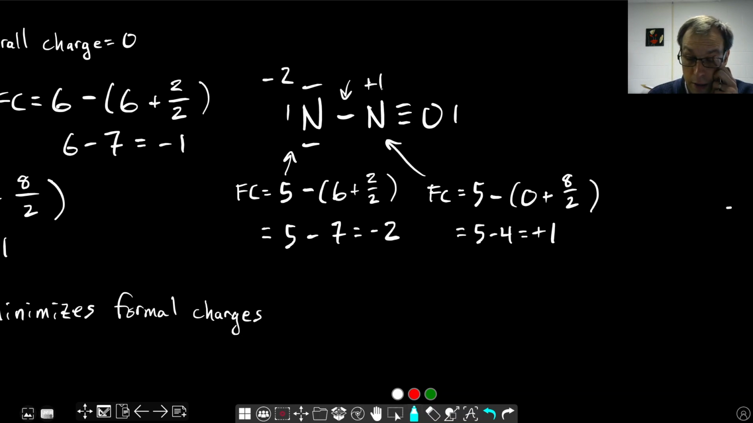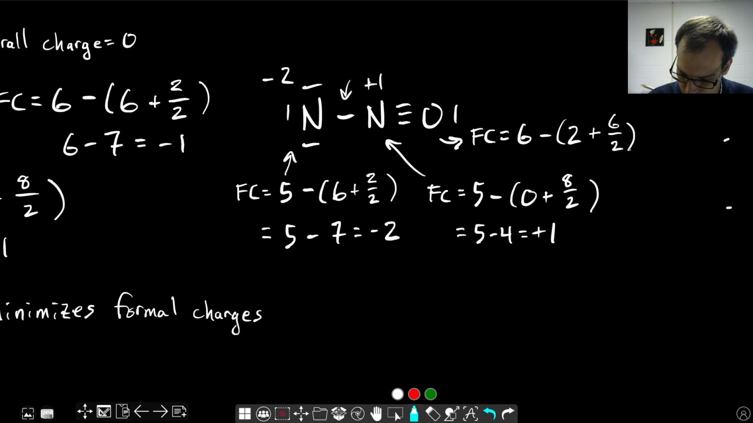All right? And based on the rule that all the formal charges should add up to the overall charge of the species, we can guess that the formal charge on oxygen should be plus 1 as well, or else the formal charges don't work out for this. But we'll also go through the equation just to make sure of that. So for this oxygen, our formal charge: we start with 6 valence electrons in the free oxygen, minus 2 electrons that are non-bonding, plus 6 electrons in bonds over 2. That gives us 6 minus 5, which is equal to plus 1. So our formal charges do add up.